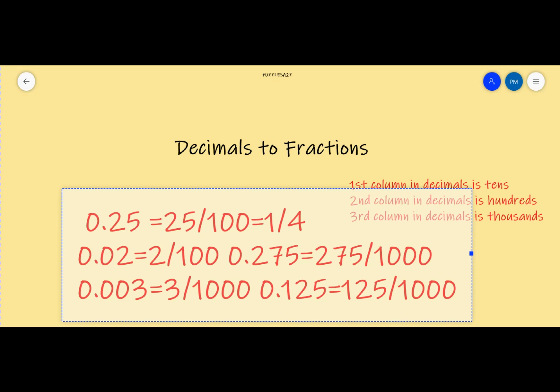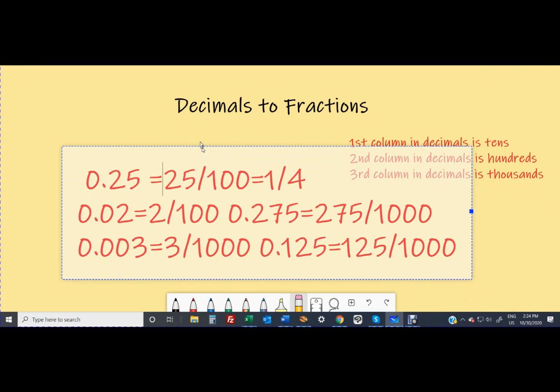0.25 equals 25 divided by 100 equals 1 quarter. And 1 quarter of something is easy. So if you have 4 apples, what is a quarter of 4 apples? It is the total number of apples, 4 divided by 4, because 1 quarter is 1.